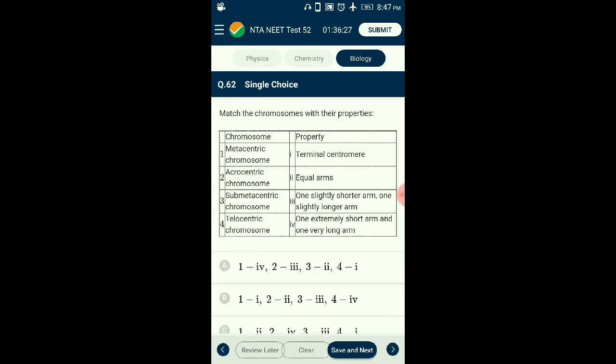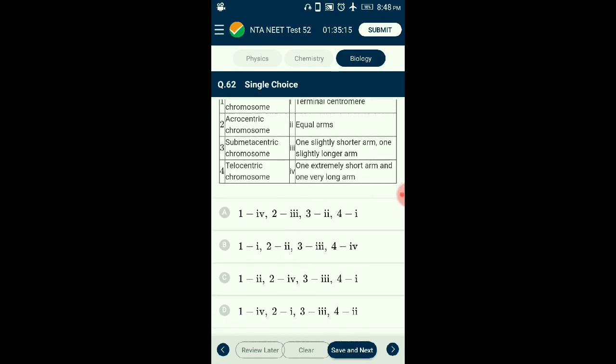Question number 62. Match the chromosome with the properties. A chromosome is supercoiled DNA which is visible during the divisional phase of the cell cycle. These chromosomes contain chromatids and show primary constriction sites called the centromere. Depending on the location of the centromere, the chromosome is classified as metacentric, where the centromere is at the middle; telocentric, which has a terminal centromere; acrocentric, where the centromere is located close to the end, making one arm very long and the other very short; and submetacentric, where the centromere is close to the center but not at the center, thus making unequal size arms, one short and one long. So the correctly matching option is option C.